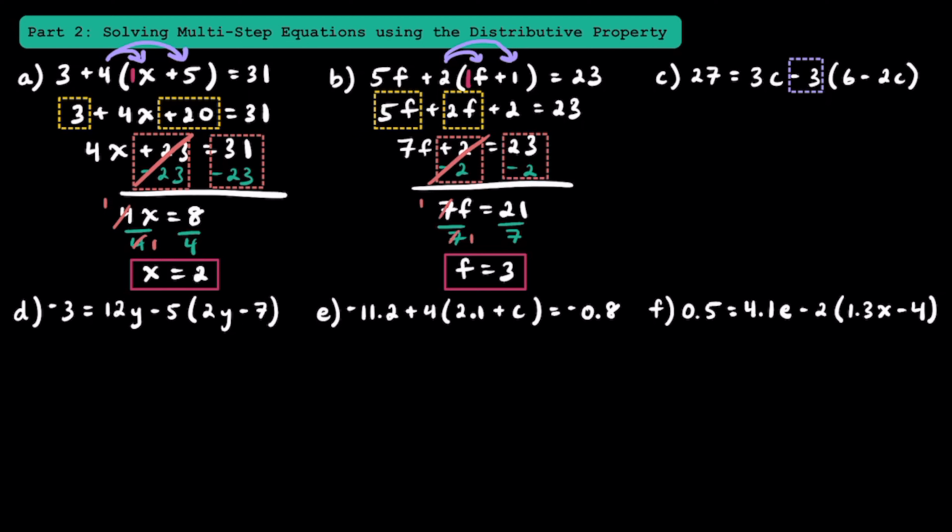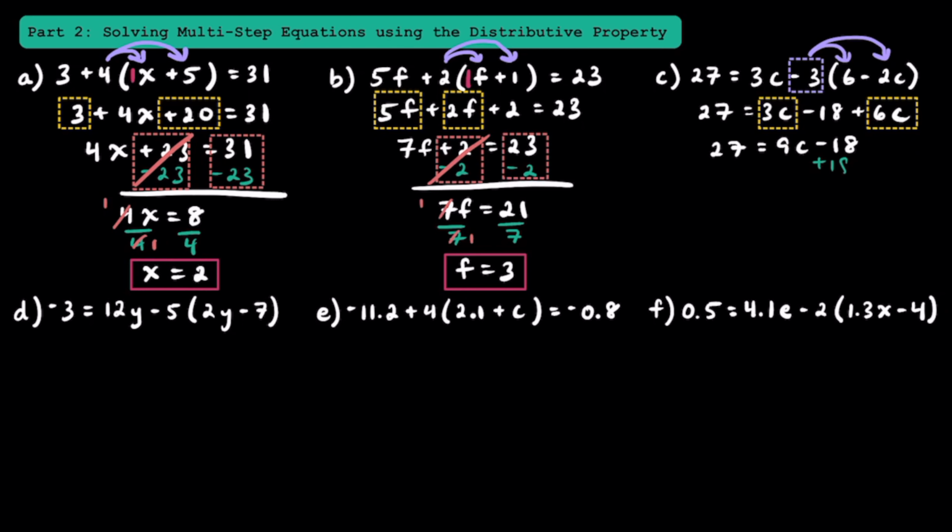For me, I'm going to think about it the second way and distribute this minus 3 as a negative 3 to both of these terms on the inside. Negative 3 times 6 is equal to negative 18, and negative 3 multiplied by the negative 2c is equal to positive 6c. Rewriting this, we have 27 is equal to 3c minus 18 plus 6c. This 3c and 6c are like terms, so we can combine them to make 9c, and write 27 is equal to 9c minus 18. Next, we're going to add 18 to both sides.